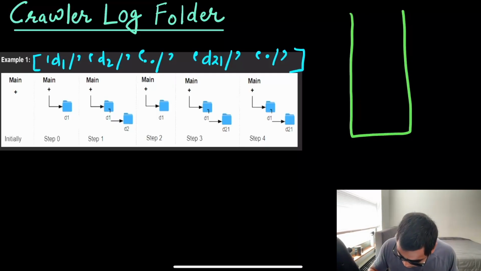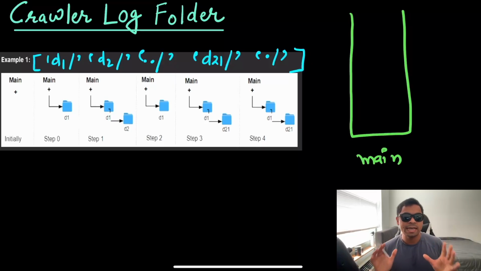So this is our main folder: if your stack is empty, that means you are in the main folder. You don't need to do any steps to go in or out of anything. If this is your state, that means you return 0 operations to come to the main folder.